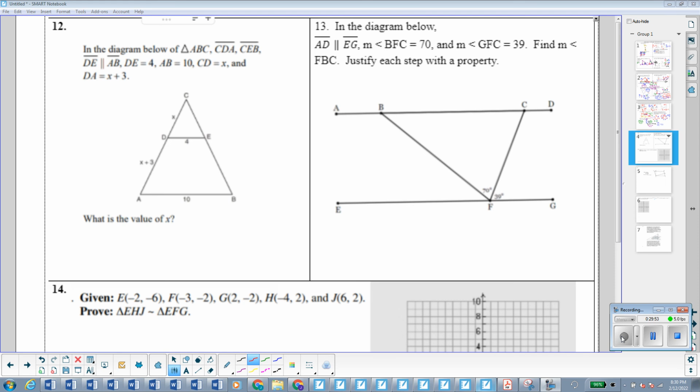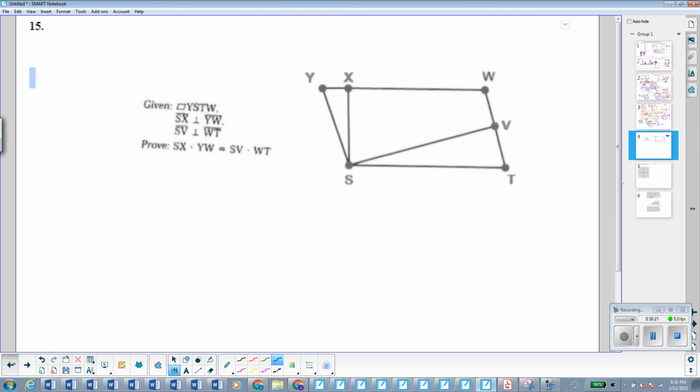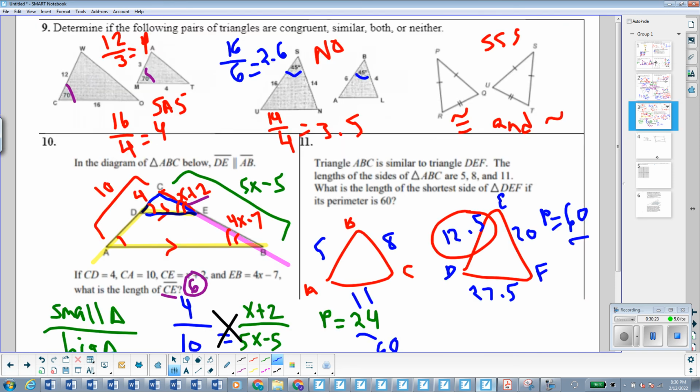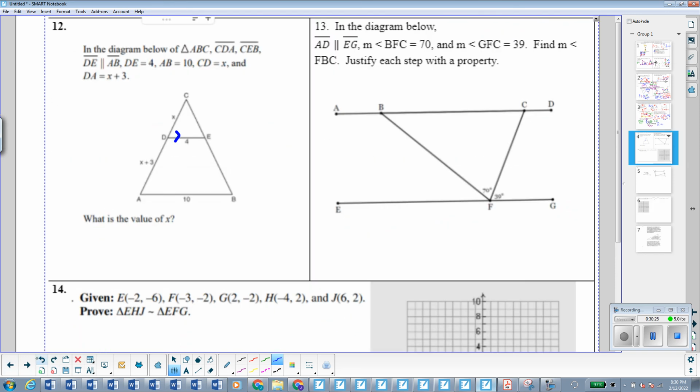In question number 12, we are told that DE is parallel to AB. So from that information, you should be able to see that the small triangle and the big triangle in this diagram are similar by AA. Just like in other examples, we have the congruent corresponding angles, so we have AA. I'm going to erase that so it doesn't get in our way and cause confusion, but just keep in mind that we do have those congruent corresponding angles there.